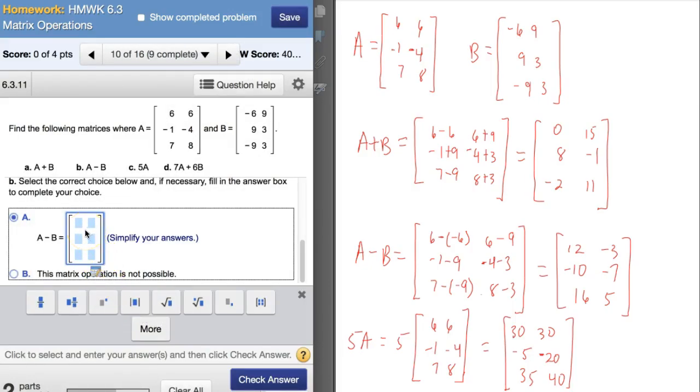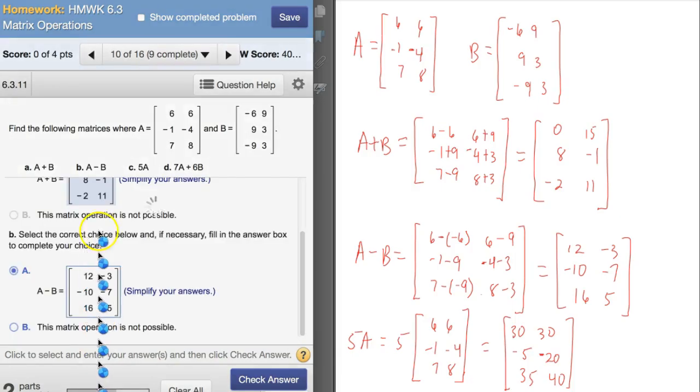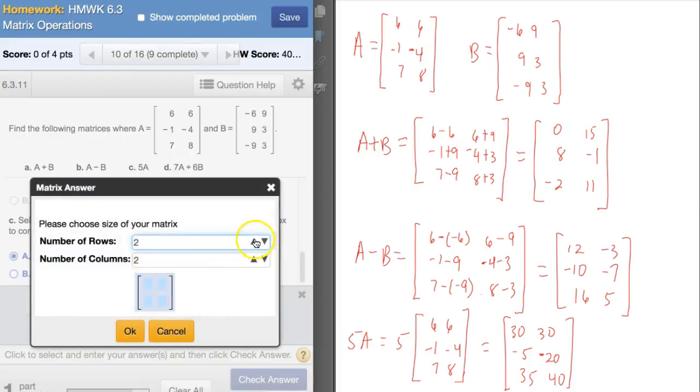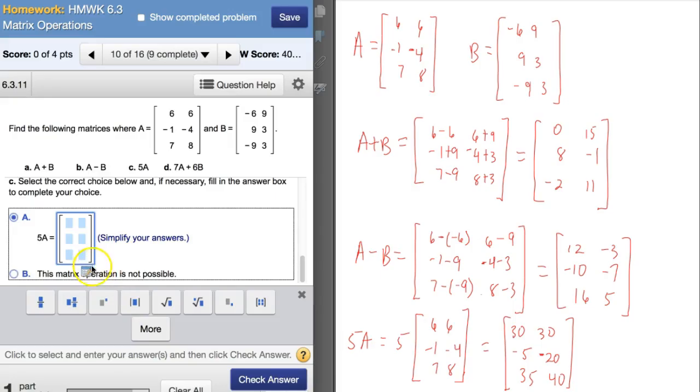And we'll type in 12, -3, -10, -7, 16, and 5. Of course, now 5 times A, go ahead and type in. So that's going to be 30, 30, -5, -20, 35, and 40.